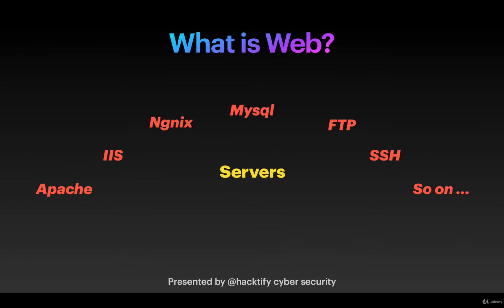Nginx is again a type of HTTP web server similar to Apache. MySQL is a type of server which is used for databases. FTP stands for File Transfer Protocol, which is used for transferring files from one client to another client. SSH server is basically a secure shell, which is used to do remote logins into computers, and so on. So basically there are a lot of servers which are being used in our day-to-day life.